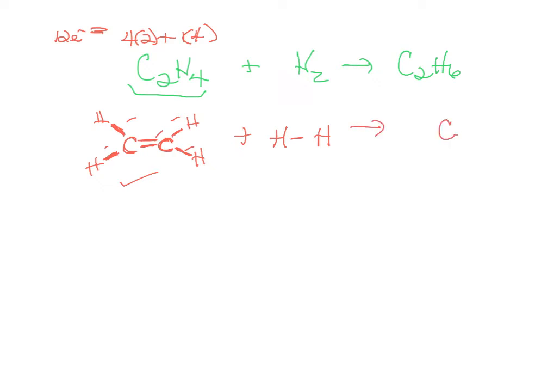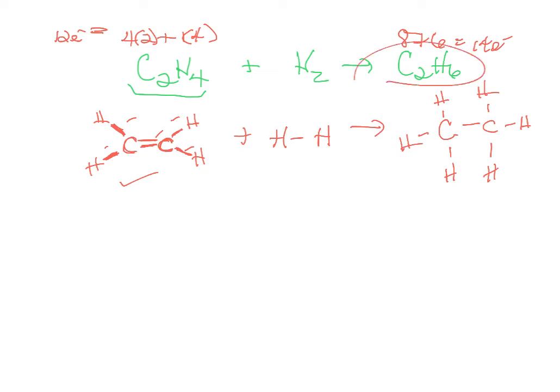C2H6, if you go through the same process here, it'd be 8 valence plus 6 more. So now we have 14 valence electrons. And if you make single bonds with everything, you notice that you nice and neatly use up all 14 electrons. Okay, so the product is all single bonds.